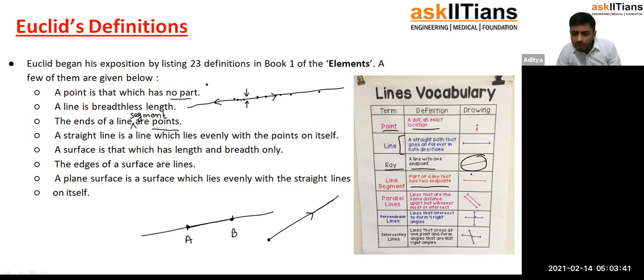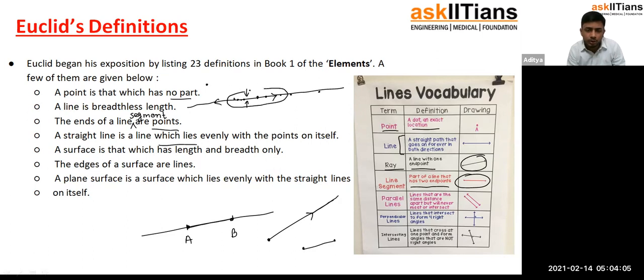Now, a line segment is represented like this. This is a line segment, correct? Now, let us talk about a straight line. A straight line is a line which lies evenly with the points on itself. Basically, it means that the points are laid out, as we have already discussed.